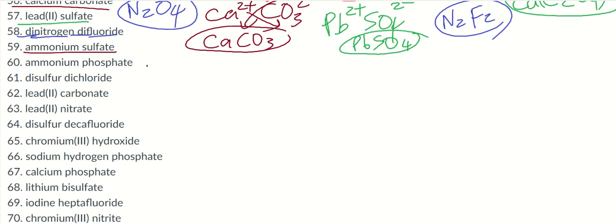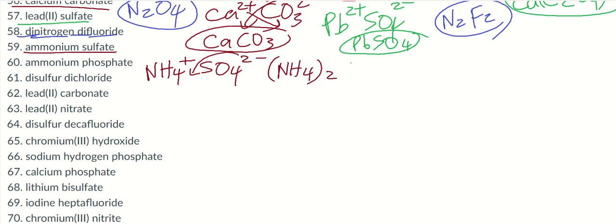Ammonium, that's your NH4 polyatomic ion with a 1 positive charge. Sulfate is SO4, 2 negative charge, crisscross. Here we go. Ammonium phosphate, same thing. 1 positive, phosphate is PO4. They say phosphate? Yep. 3 negative, crisscross.